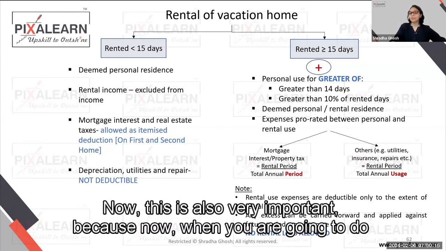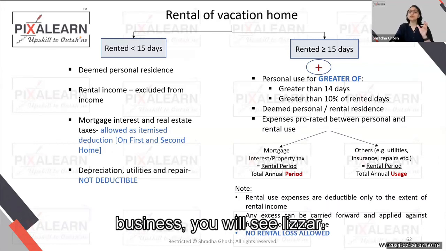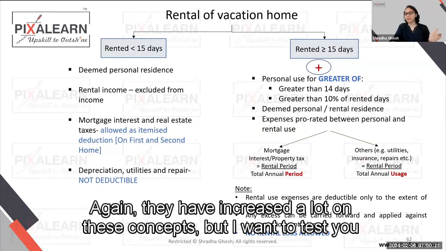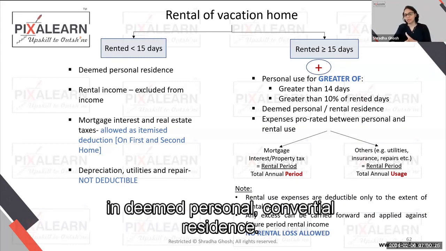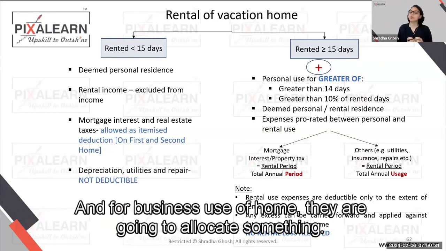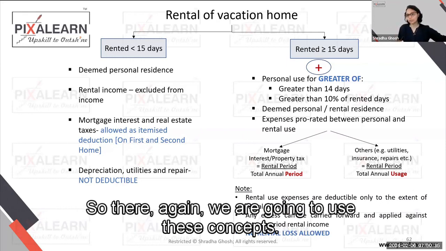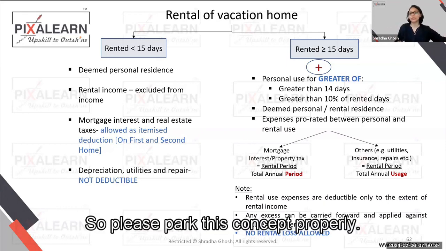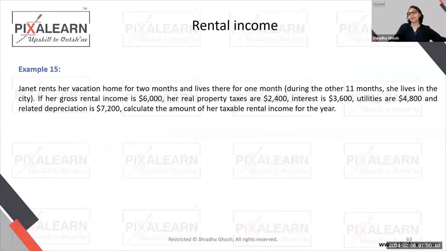Now, this is also very important because when you're going to do business, you will see they have increased a lot on these concepts, but they're going to test you on deemed personal come rental residence. Now, if it is not business come personal residence, and for business use of home, they are going to allocate something and allow. So there again, we are going to use these concepts. So please park this concept properly. Is this clear? Can we move ahead?